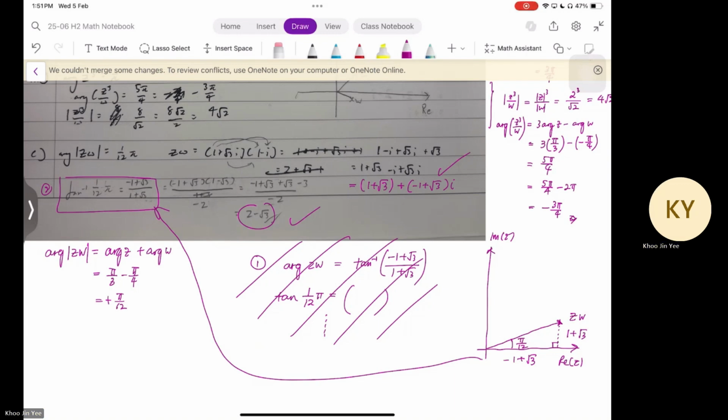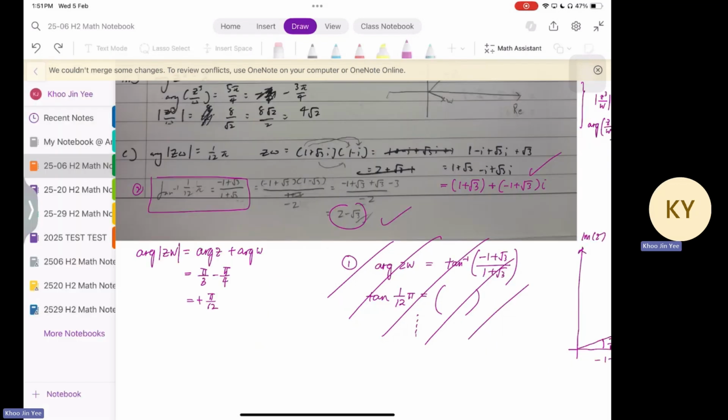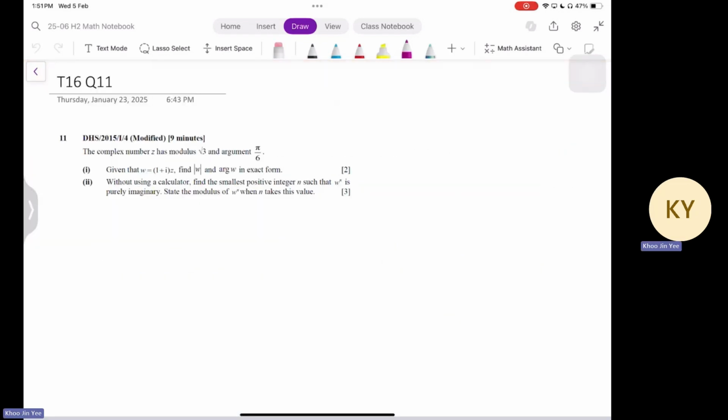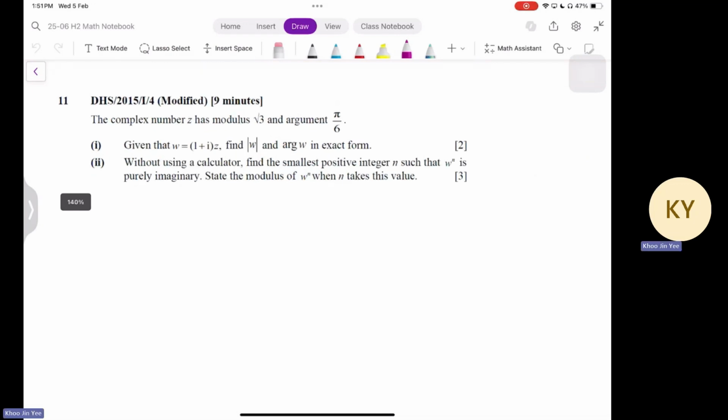Okay. Any questions? No? All good. If I give a pop quiz, can do? Anyway, I'll quickly do this first.